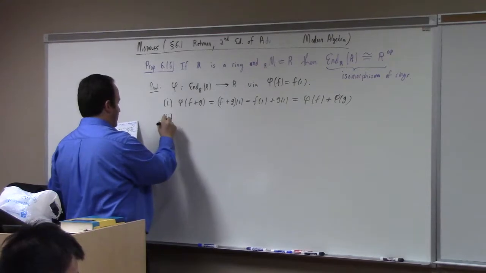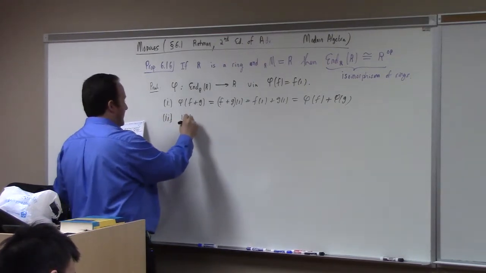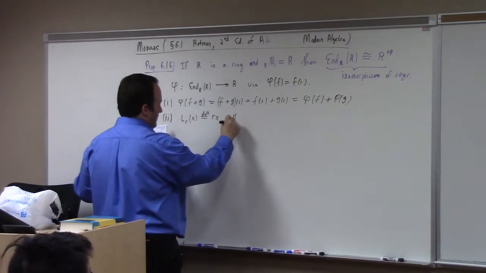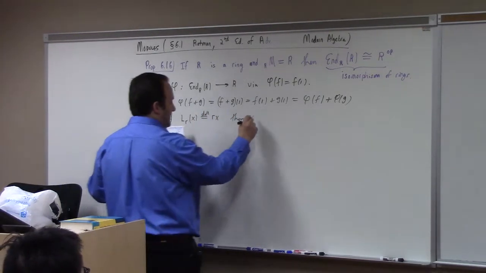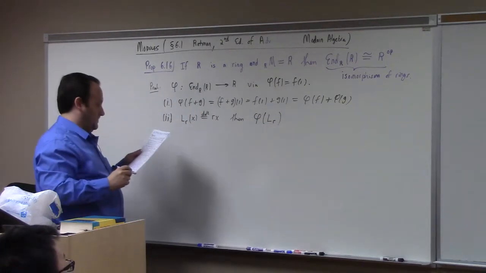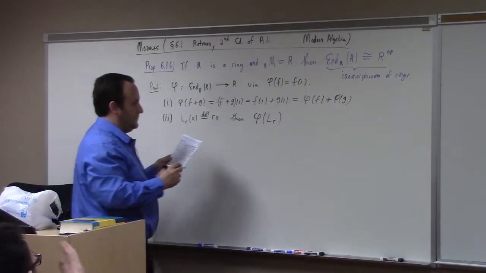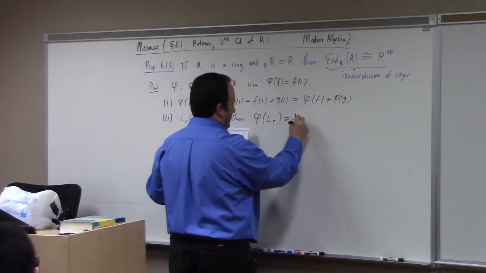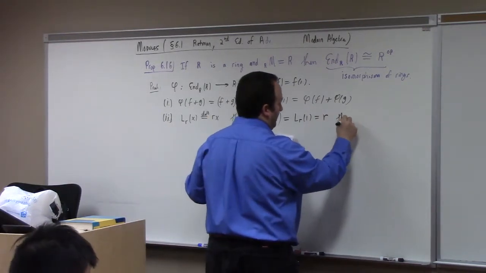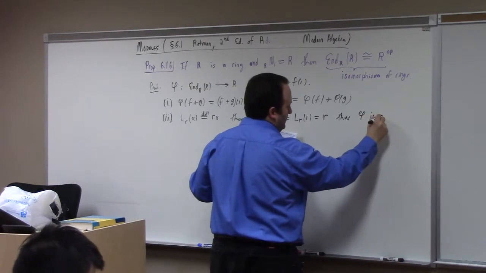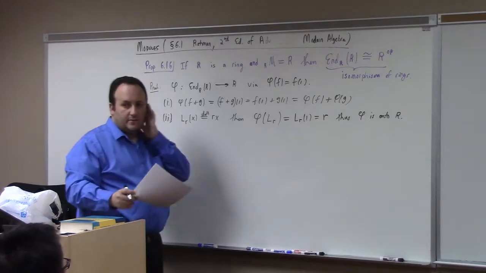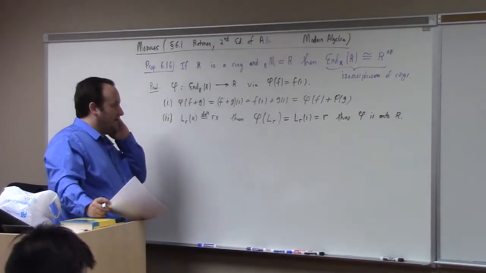if we look at left multiplication by r, L sub r of x by definition equal to rx, then if you calculate phi of L sub r, all right, then that's equal to what? L sub r of 1, which is r. Thus, phi is onto R, right?